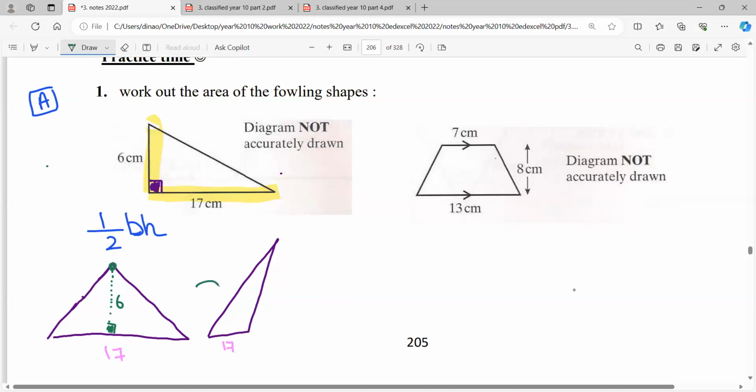Now, what about this triangle over here? If I extend the base as follows, again, where is the height? This is the height over here, which is the perpendicular distance from the highest point to the base, which is 6. Now, does this have to be the height? Does this have to be the base? Or it's okay if I shuffle them? It's totally okay if I shuffle them.